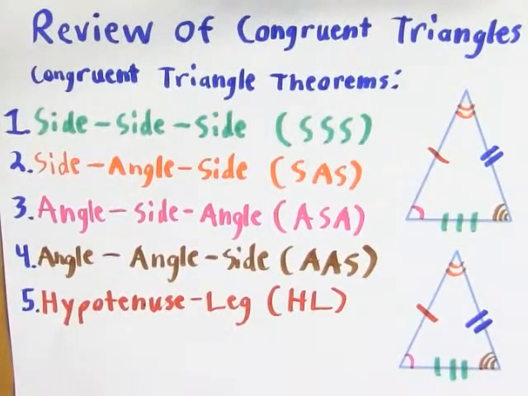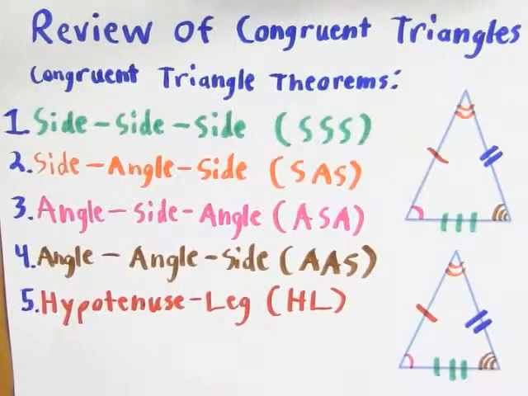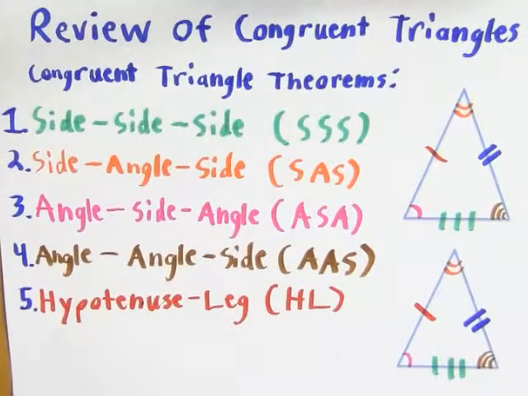Okay, so before we get into similarity triangle theorems, y'all remember congruent triangles. We have 5 congruent triangle theorems. The first is side, side, side, abbreviated as SSS, side, angle, side, abbreviated as SAS, angle, side, angle, aka the ASA postulate, angle, angle, side, also known as the AAS postulate, and the hypotenuse leg theorem for right triangles.